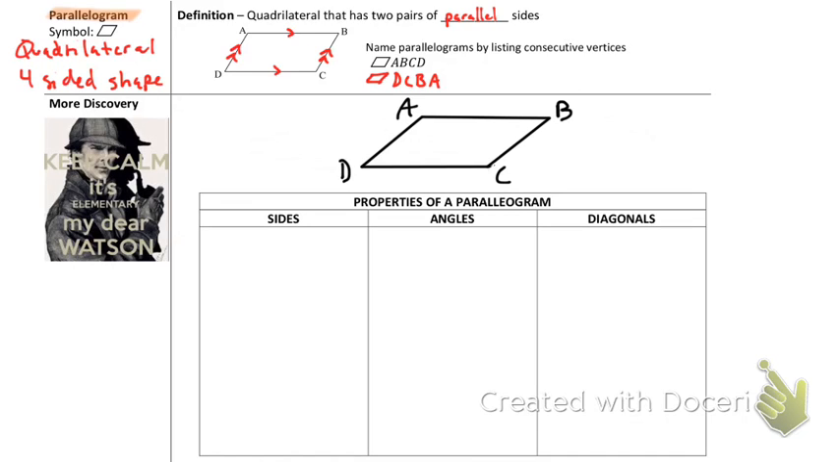Parallelograms have some properties that we need to memorize. These are properties that tell you stuff about their different parts. They're broken down by sides, angles, and diagonals. We're going to go through each of the truths about the sides of a parallelogram. The first thing we have to understand is in a parallelogram, opposite sides are congruent.